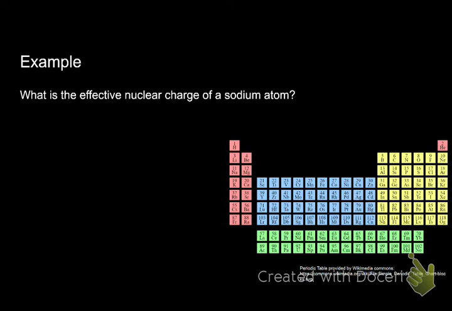All right, let's go ahead and take a look at our first example. So our first example asks, what is the effective nuclear charge of a sodium atom? So first thing we're going to do is find our sodium on our periodic table, which is right here. It is going to be our Na, atomic number 11. Our equation, our Z effective, is equal to our Z minus our S. Our Z being our number of protons. So taking a look at our sodium, we're able to tell that it has 11 protons.